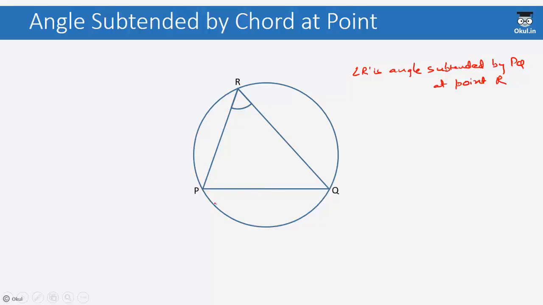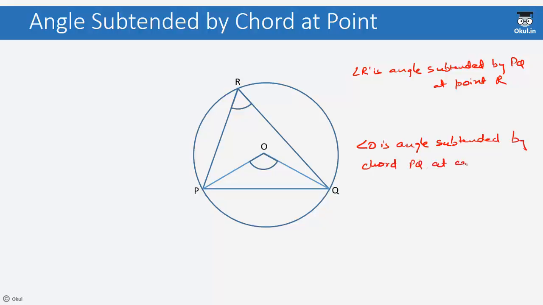Imagine if the point is not on the circle but inside the circle, that is, at the center of the circle. Then the angle will be subtended like here, that is, the angle is subtended at the center of the circle. So we can say that the angle O is the angle that is subtended by the chord PQ of the circle. So this is how the angle is subtended by the chord at different points.